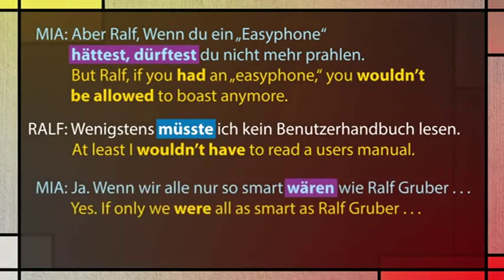Now, at this point, Mia basically relents. I mean, it's clear that none of her razzing is going to get under Ralph's skin. And so, she decides to end the conversation with a sigh, and the following comment, which might be more to herself than to Ralph. Ja, wenn wir alle nur so smart wären wie Ralf Gruber.